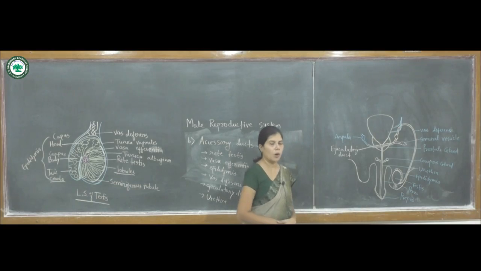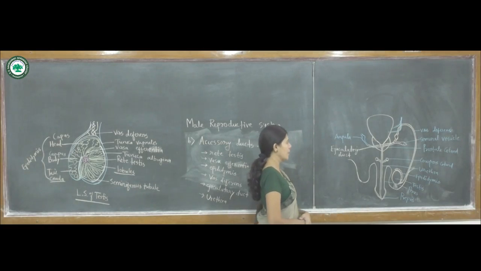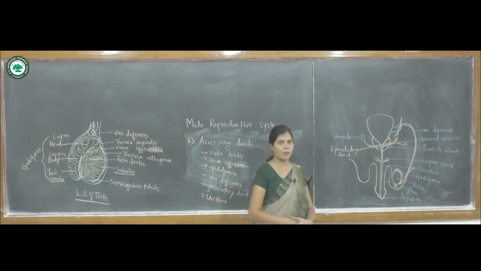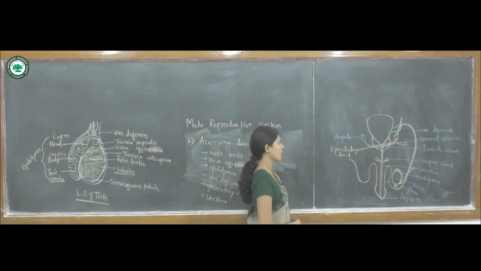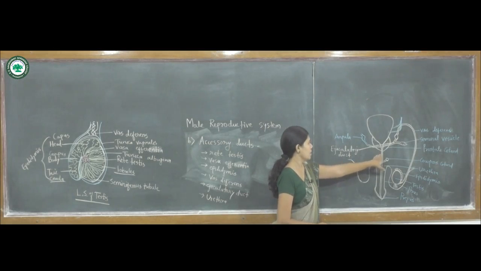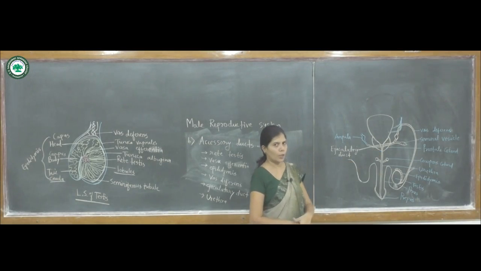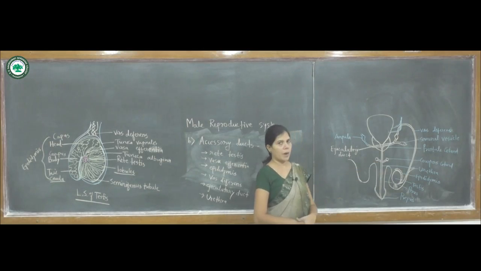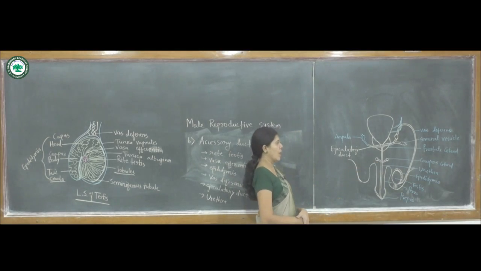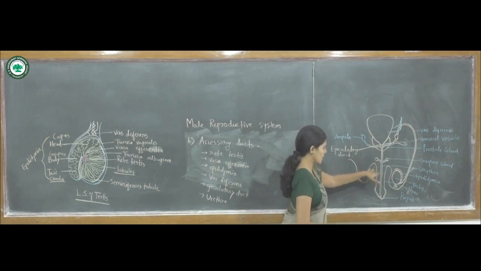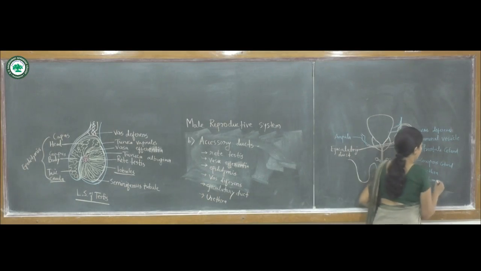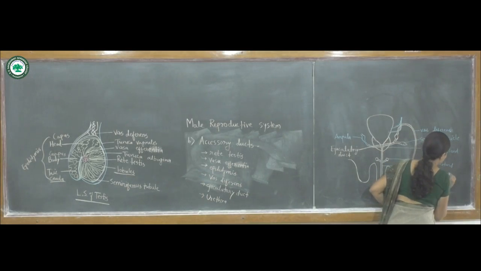Urethra is a long tube present in the male reproductive system, and it takes part in the excretion of urine as well as in the transfer of sperm, that is, ejaculation. Hence the urethra is known as the urinogenital duct.